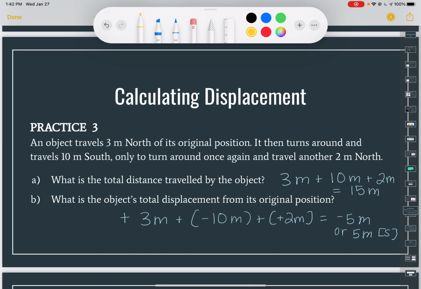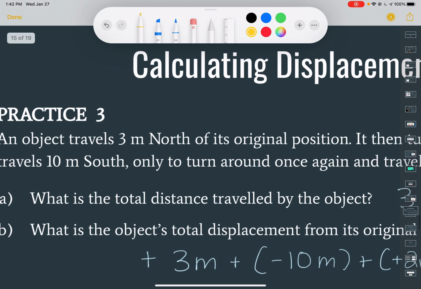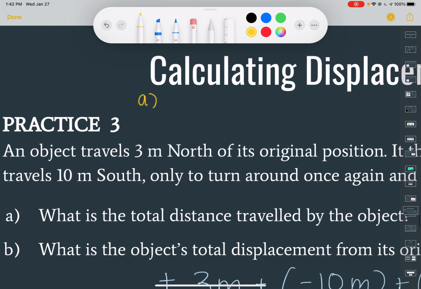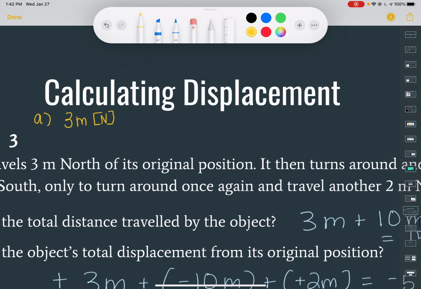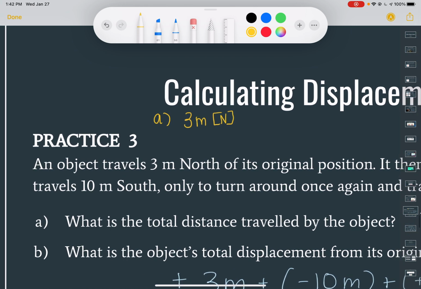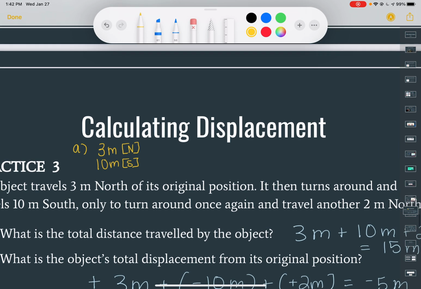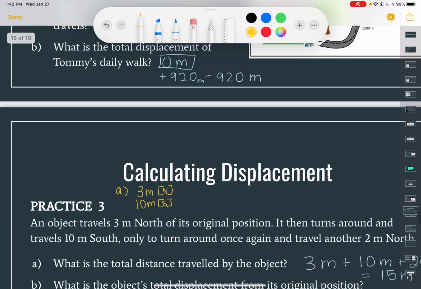An example here, and maybe I'll just try and do it again. This is A. It says an object travels 3 meters north of its original position. As I'm reading through this question, I'm going to write down the pieces of information they gave us. I like to do that. It then turned around and travels 10 meters south, only to turn around once again and travel another 2 meters north.